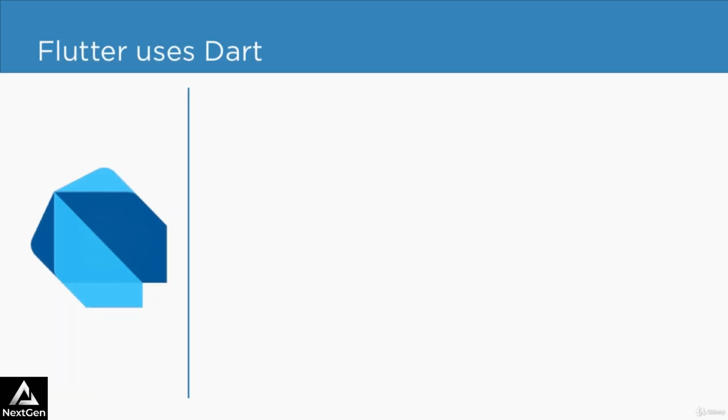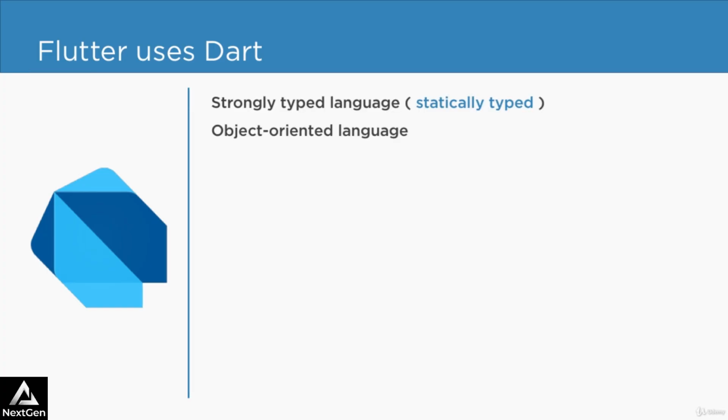Well, firstly, Flutter uses Dart as a language. So we basically develop Flutter applications using Dart. Well, Dart is a strongly typed object-oriented language developed by Google. By strongly typed language, I mean to say it is a statically typed language.